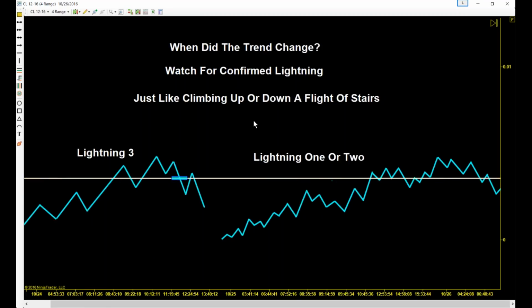Now, always watch for the confirmed lightning. When I talk about identified lightning, that is basically in your ballpark somewhat. Because you can wait for lightning to close above or below a previous swing, or you can wait for it to close plus X ticks. With lightning, we've got that feature built into lightning.